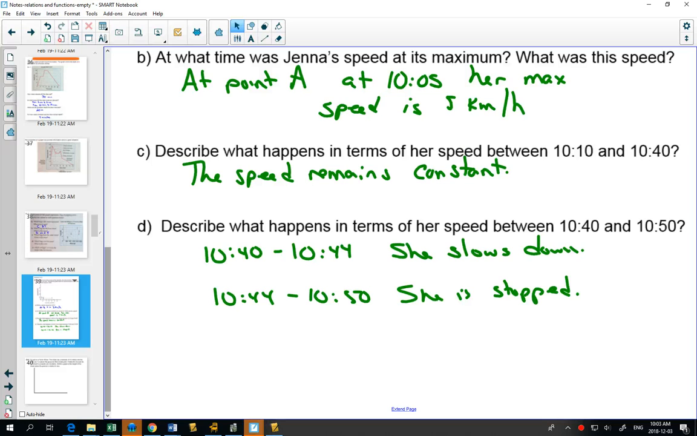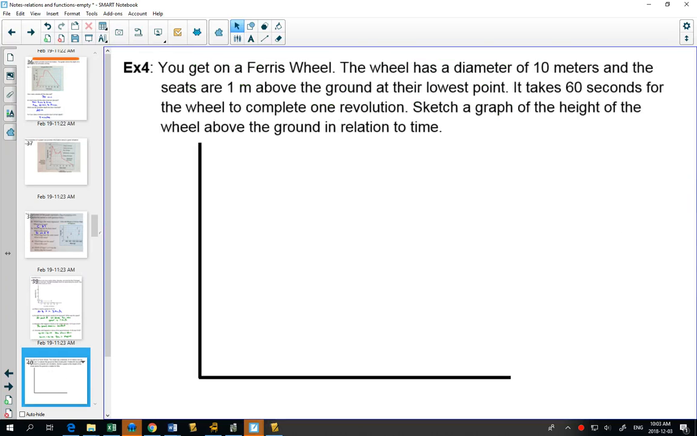So these first couple examples, we were given graphs, we looked at the graphs and interpreted them. Sometimes we're given a situation. So in this next situation, you get on a Ferris wheel. The wheel has a diameter of 10 meters, and the seats are 1 meter above the ground at their lowest point. It takes 60 seconds for the wheel to complete 1 revolution.